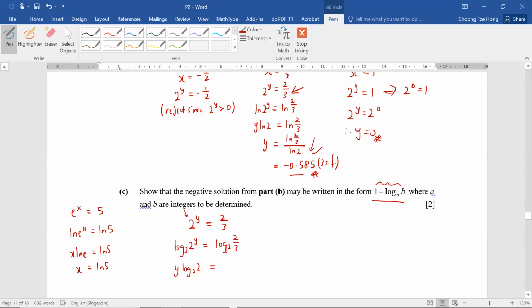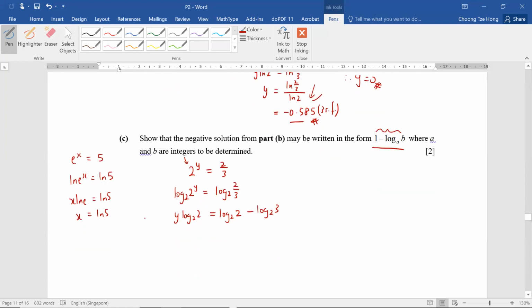Then over here, we can use the quotient law to break this up. So if you break up, it will become like this. Then on the left side, log base 2 of 2 will be 1, so you are left with y. Over here you have log base 2 of 2 minus log base 2 of 3. If you compare to this answer, they want you to express it as 1 minus log a b, right? So a will now be 2, and b will be 3. So we can write down the answer.